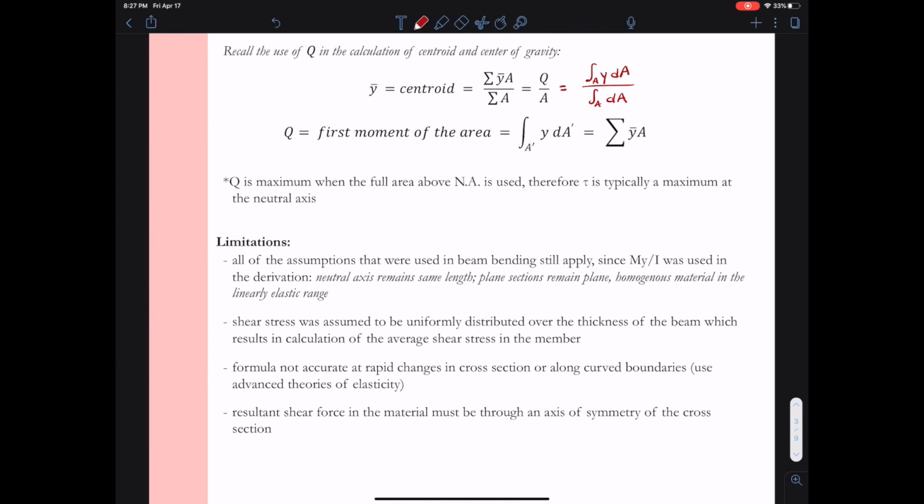So that is true for most cases, unless we have very weird shapes or very sudden changes in geometry. And finally, the derivation assumes that the resultant shear force is passing through an axis of symmetry in the cross-section. So there's no sort of twisting going on in our cross-section, no warping, none of that stuff. And that is the case for most beams. Most beams and most bars that we come across will be the case that the resultant shear force will be through an axis of symmetry.